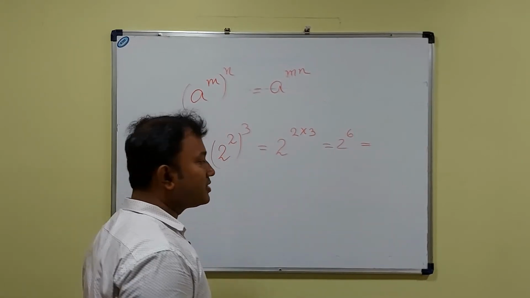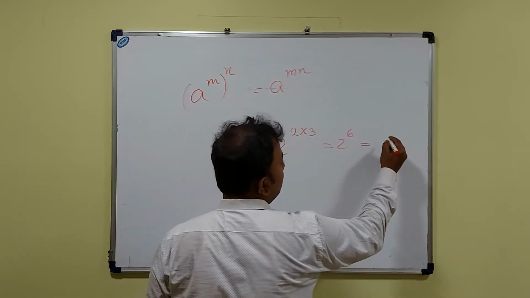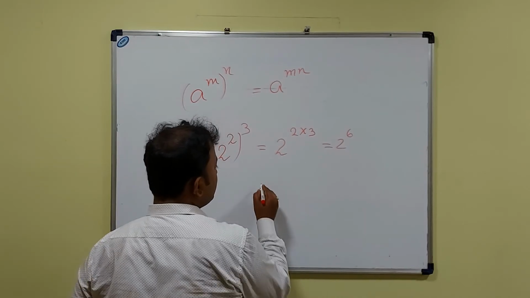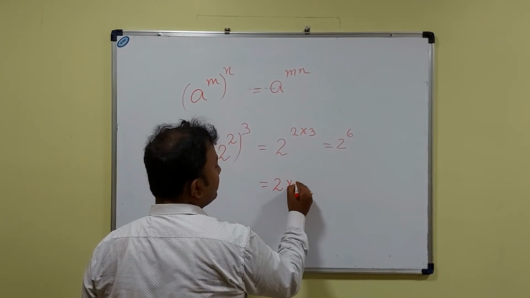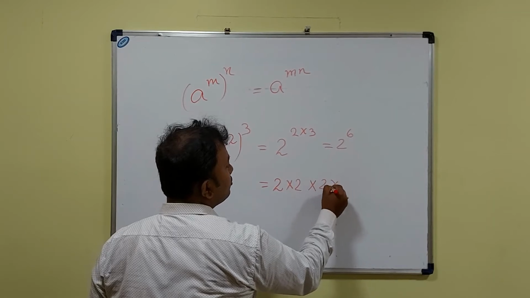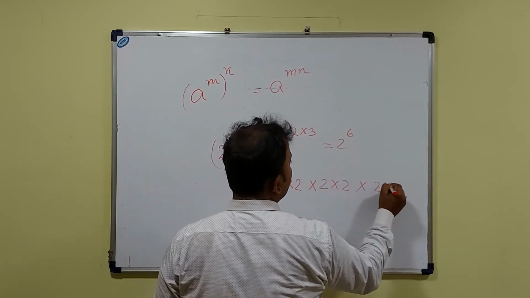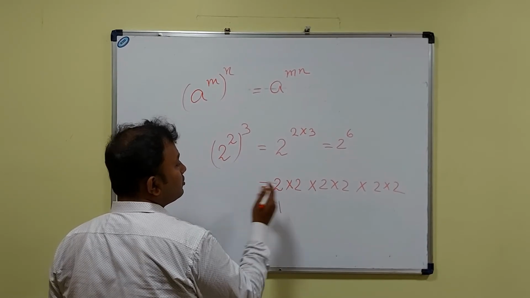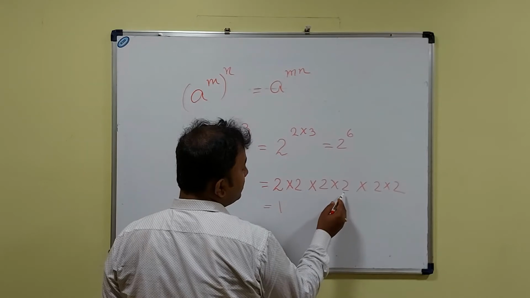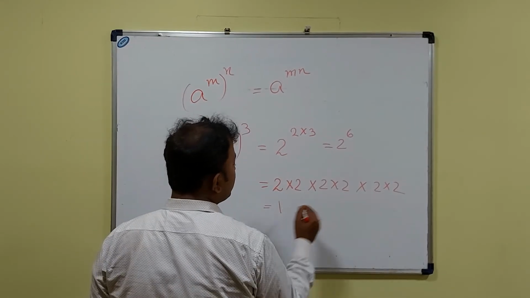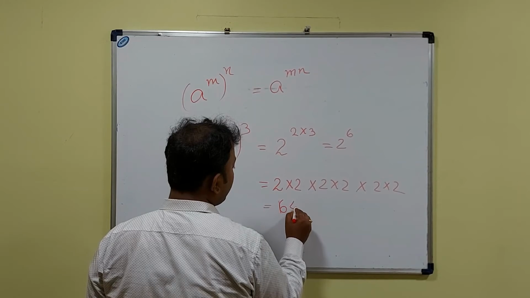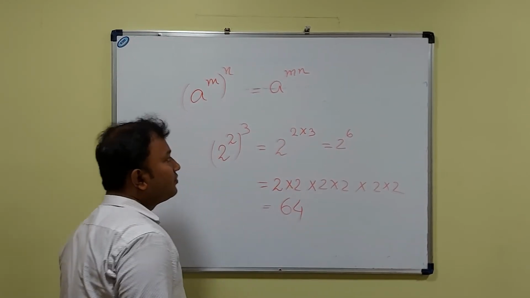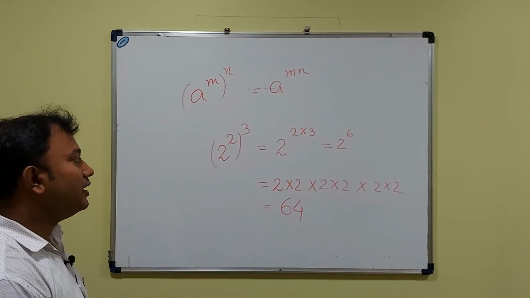So 2 to the power 6 will be, how many 2's are there? 2 to the power 6 means 6 numbers of 2's are there. 2 into 2, 2 into 2 multiplied by 2 into 2. So that means 2 into 2 is 4, into 2 is 8, 8 into 2 is 16, 32, 64. So 64. Understood this one?